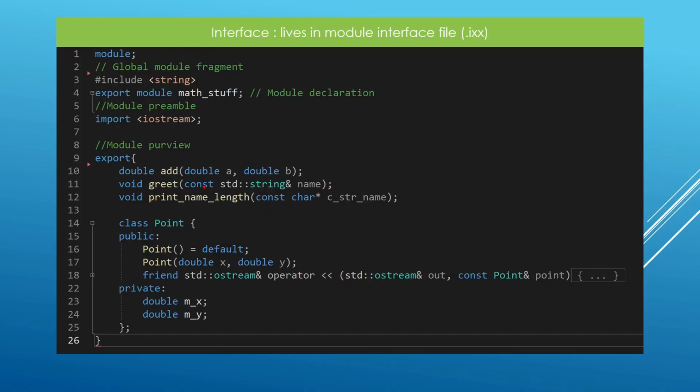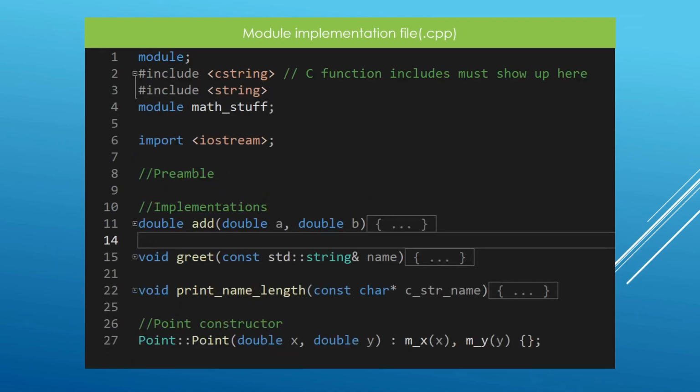Here is how our interface is going to look. It's nothing different from the last lecture. We have our module thing here. We have our export that declares our module. We have the preview, which contains things inside our export block. We have a bunch of functions, and we have a class named point here. And all this is going to be living in an interface file. I think it is going to be named math.ixx. And the implementation is going to be living in a separate file.